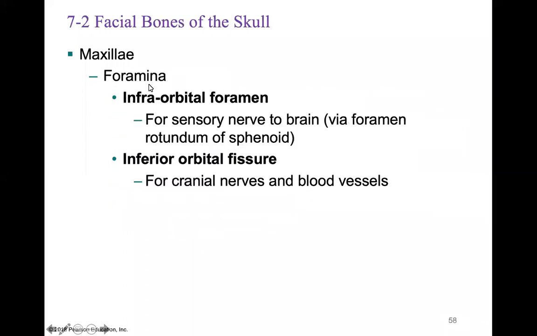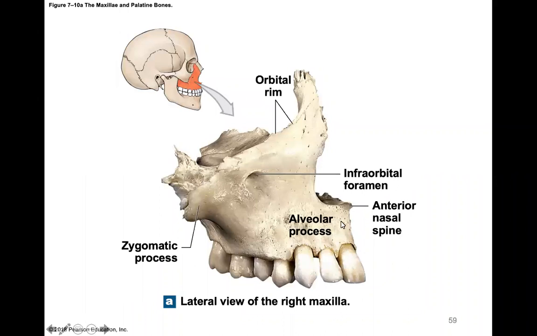Looking at the foramen, the infraorbital foramen is going to allow for sensory nerves to the brain. And the inferior orbital fissure will allow for cranial nerves and blood vessels to pass through. So this is one half of your maxilla, okay? Here's that infraorbital foramen right there, all right? And you can see how this is forming part of the inferior orbital rim. So if you position this in here, you can see how it forms part of the orbit of the eye.